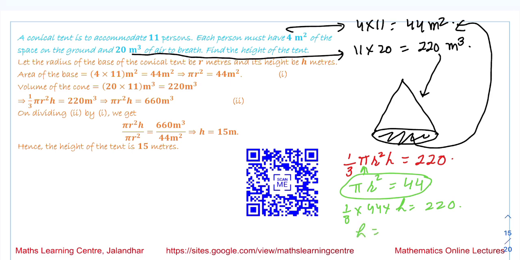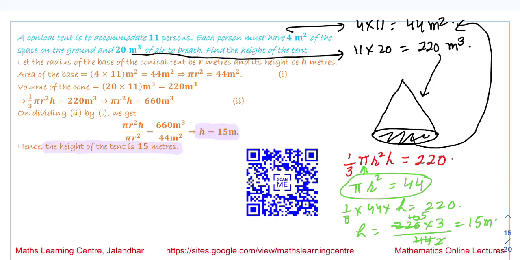So the value of h we will get is 220 into 3 by 44, so it is 15 meters. So what we get is the height of the tent is 15 meters. H we are saying it is 15 meters.